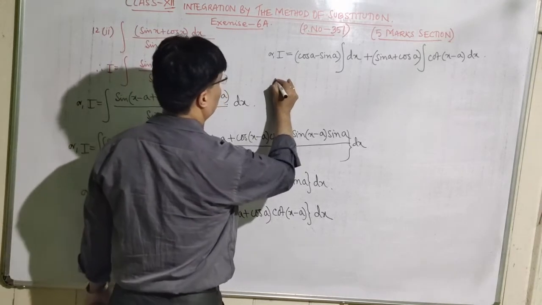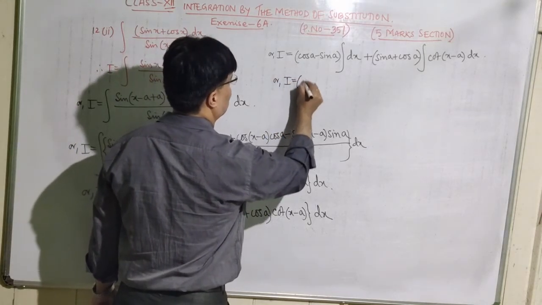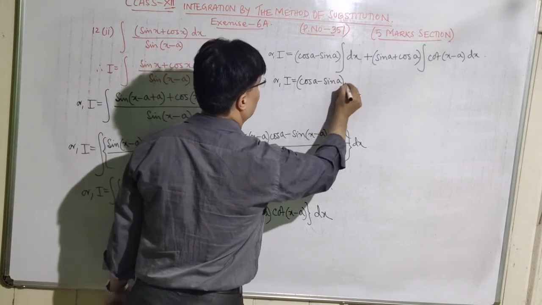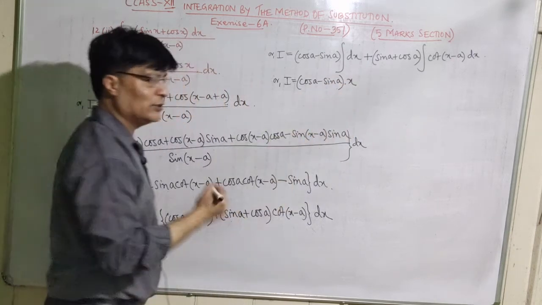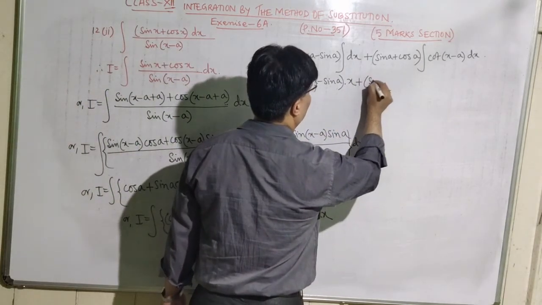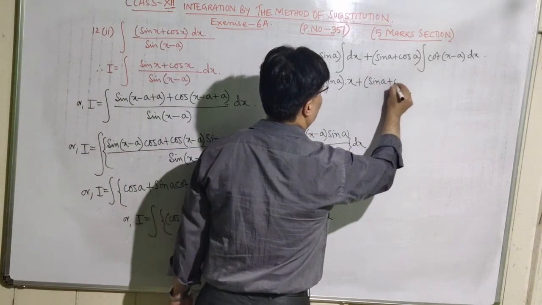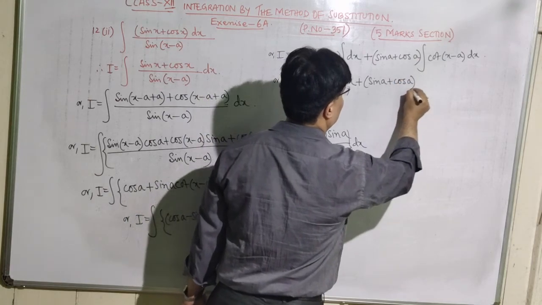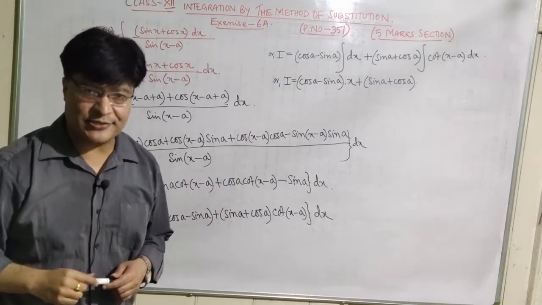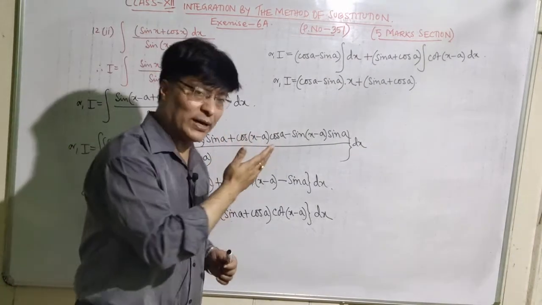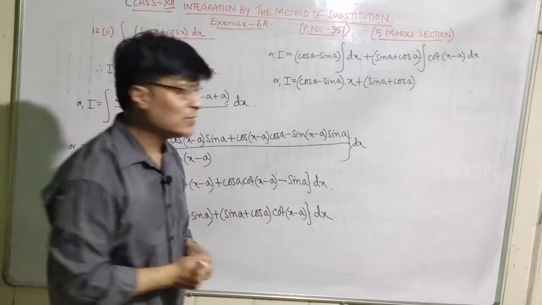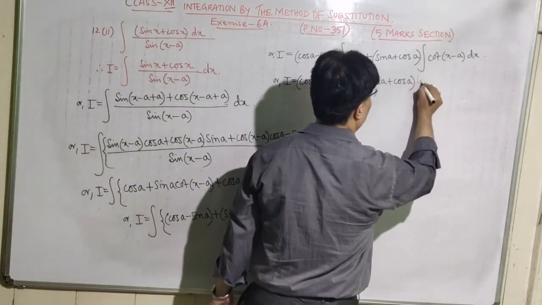Okay? So I is equal to cos A minus sine A into, what is the integral of dx? You know that it is x, plus within the bracket sine A plus cos A is constant. It is kept as it is. Now it is just like your integration of cot x. Here the power of x is 1. So x minus A is taken as x. So what is the integration of cot x? It is log of sine x.